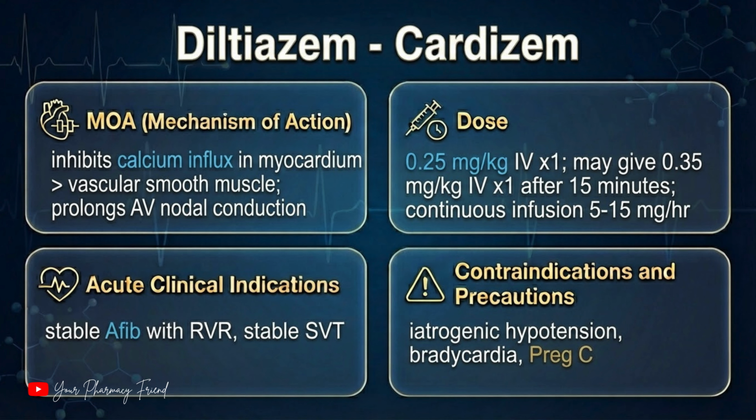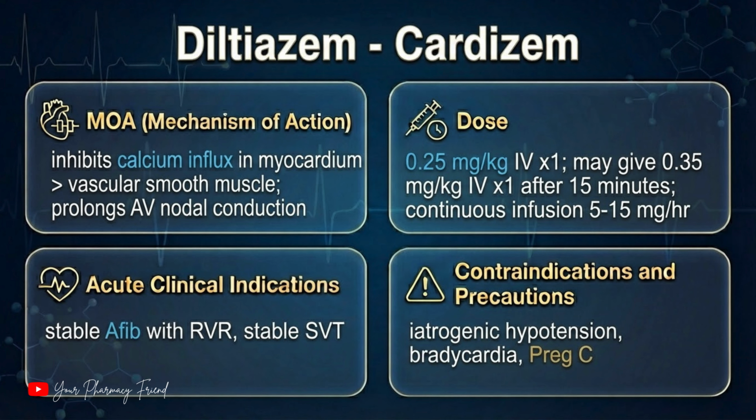One important adverse effect associated with intravenous diltiazem is iatrogenic hypotension, which can occur due to its vasodilatory and cardiac depressant effects. Diltiazem may also cause bradycardia, especially in patients who already have underlying conduction abnormalities or are receiving other medications that slow AV nodal conduction, such as beta blockers. For this reason, patients receiving intravenous diltiazem should be closely monitored for blood pressure changes and heart rate abnormalities.